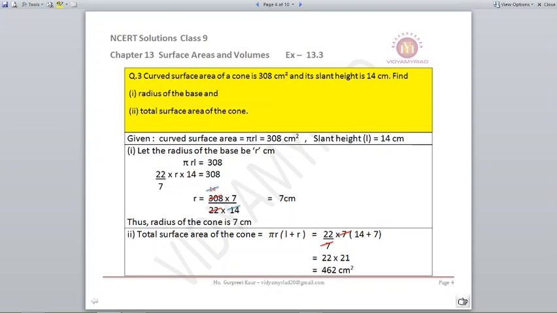Now from this radius we can easily find out the total surface area of the cone. The formula for TSA is pi R into (L plus R). Pi means 22 by 7, radius is already 7 and inside the bracket it will be 14 plus 7. 7 and 7 get cancelled. So TSA comes to 462 centimeters square.